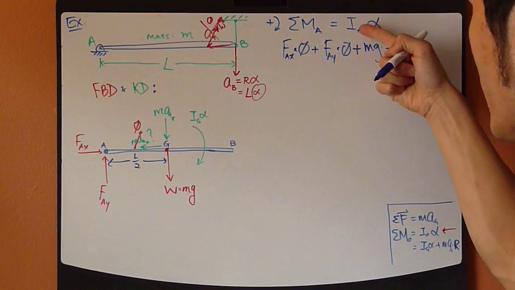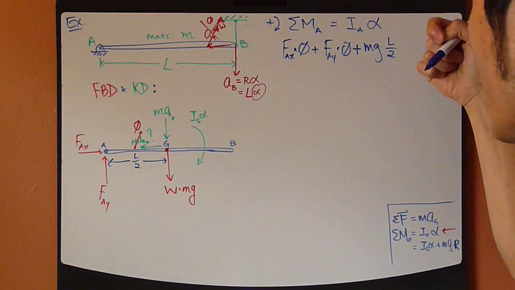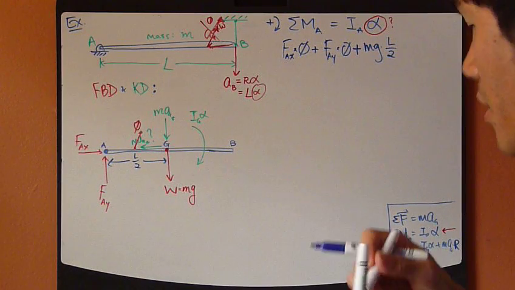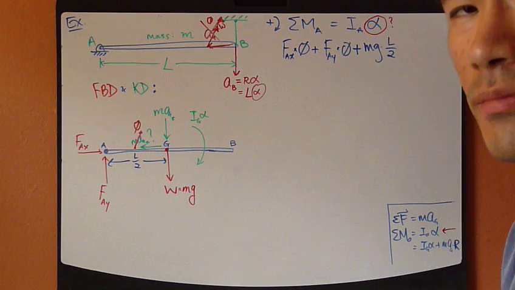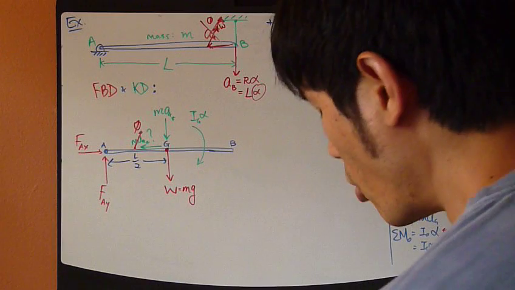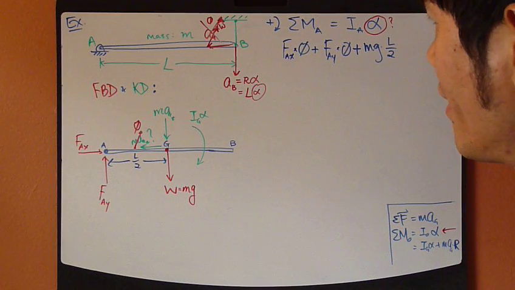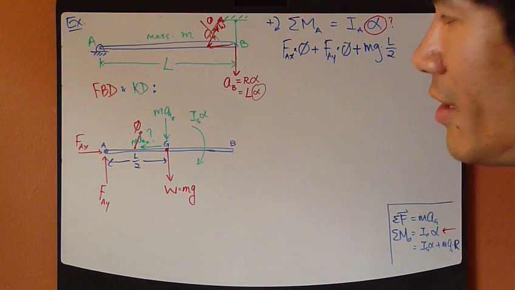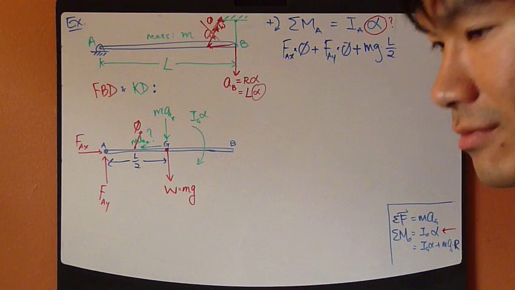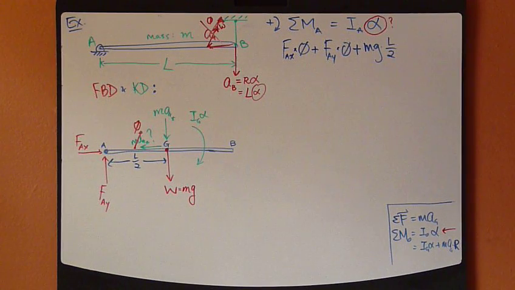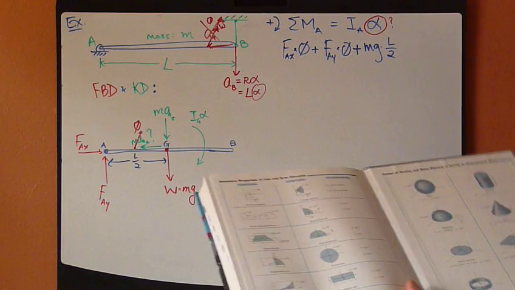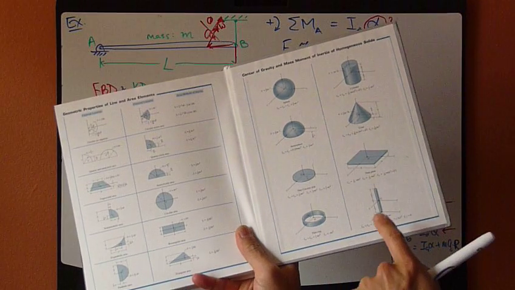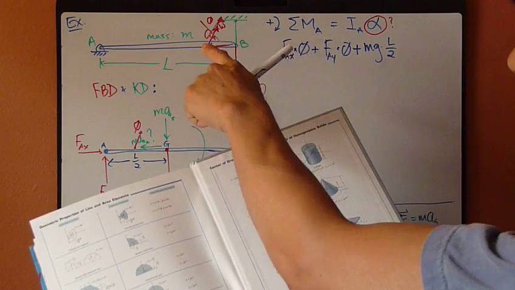Right hand side, you have this IA times alpha, where alpha is the unknown. What is IA? Well, IA is the moment of inertia about point A. Now, point A is at the end of this slim rod right here. Is there an equation that's given to us? Well, let's check the textbook. At the back of the book, you see there are 8 common shapes available, including this last one, slender rod, which is just right here.